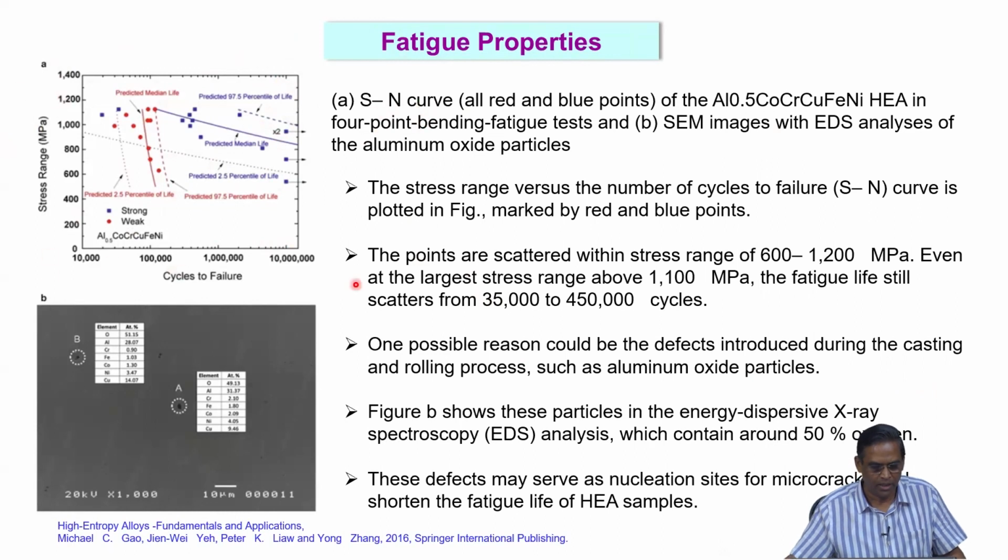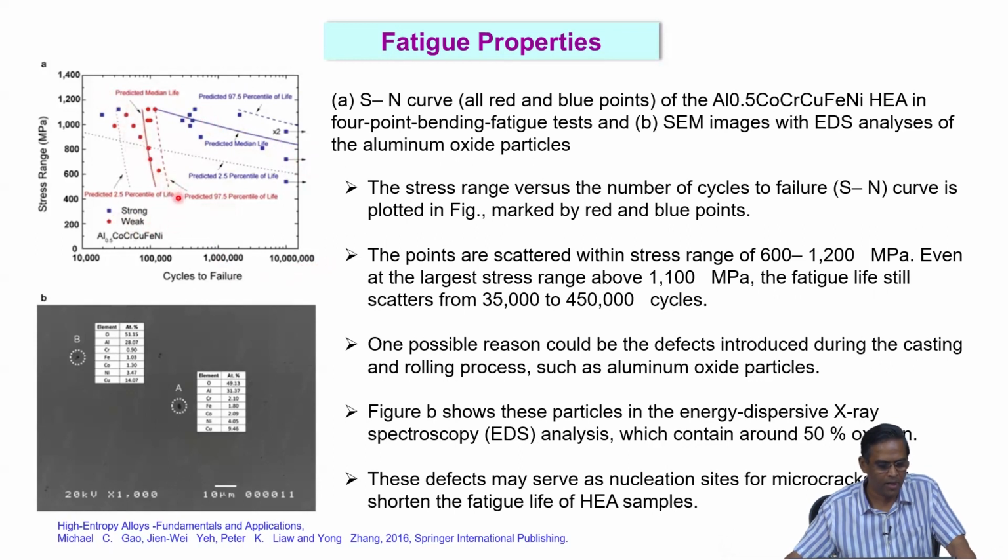Fatigue, you have a typical SN curve, that is stress range versus number of cycles to failure. What normally people characterize out of this plot is an endurance limit. You can see that the tests are conducted all the way up to 10 to the power 7 cycles, right. And then you have two kinds of trends. You have strong fatigue properties and another is weak fatigue properties.